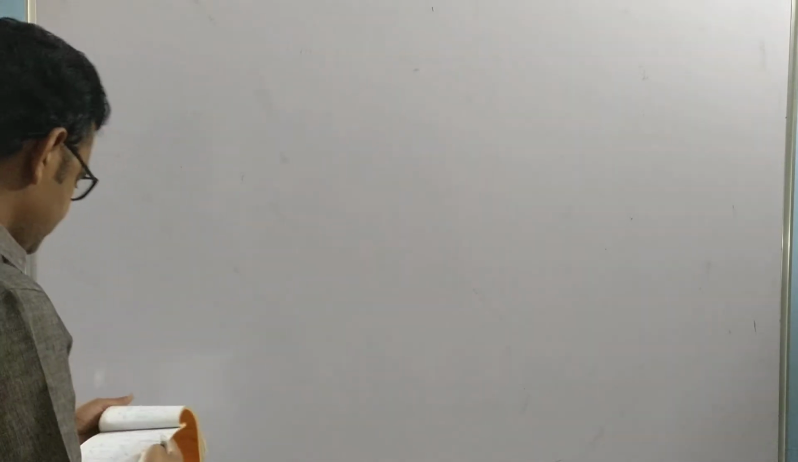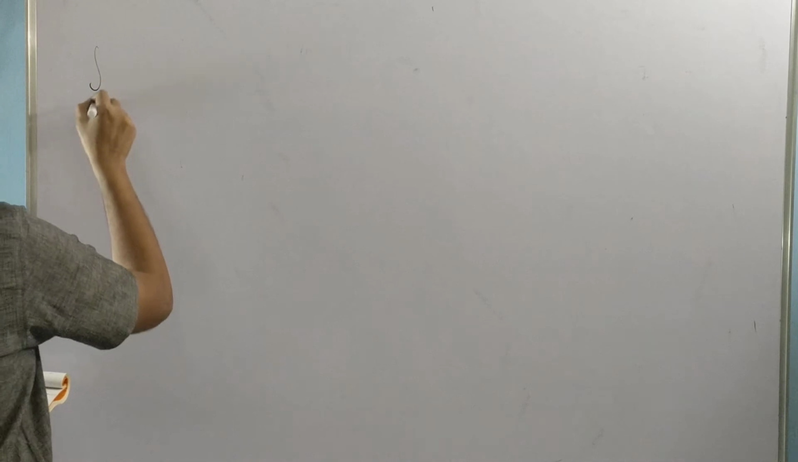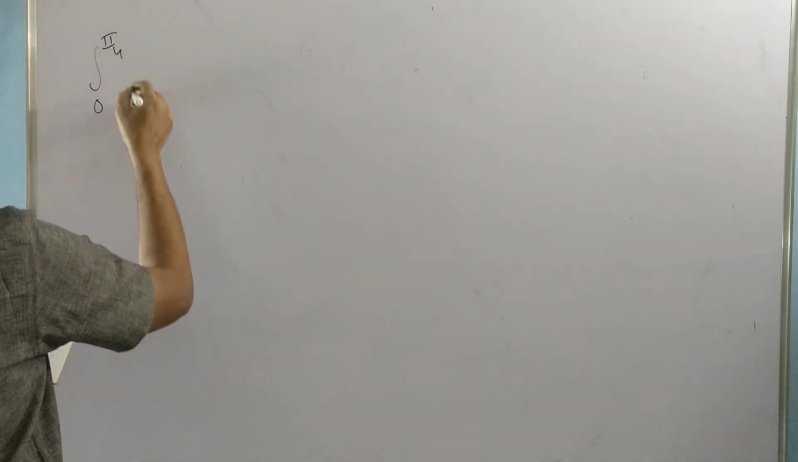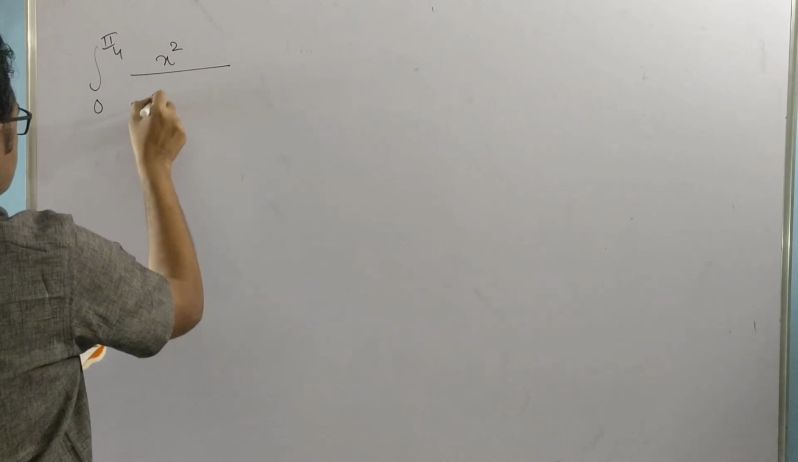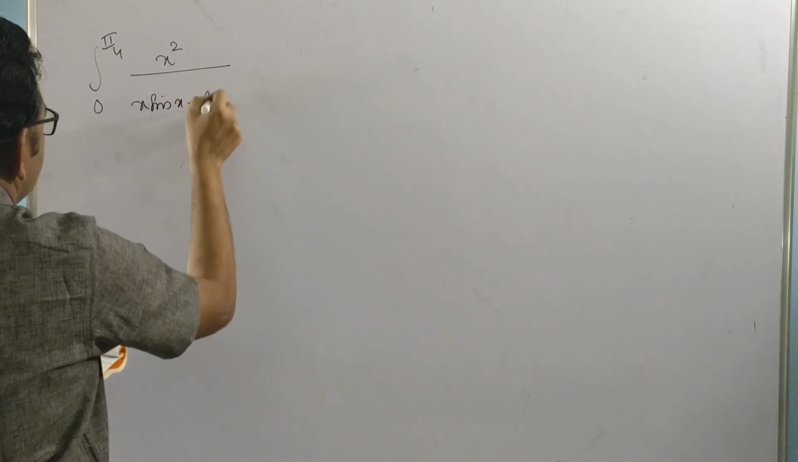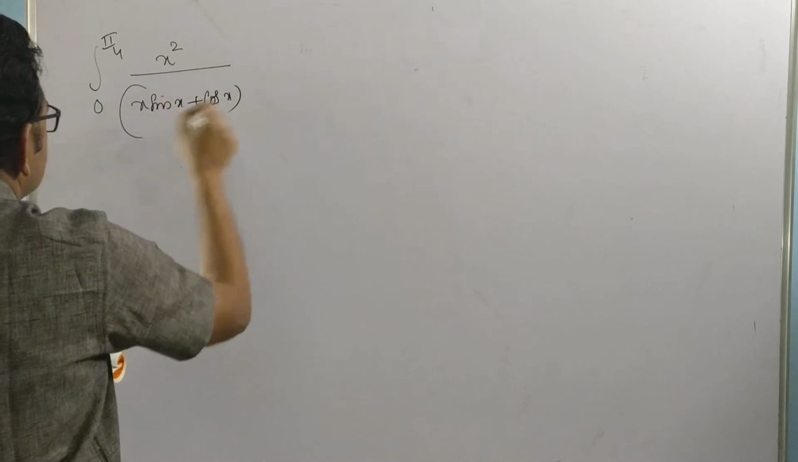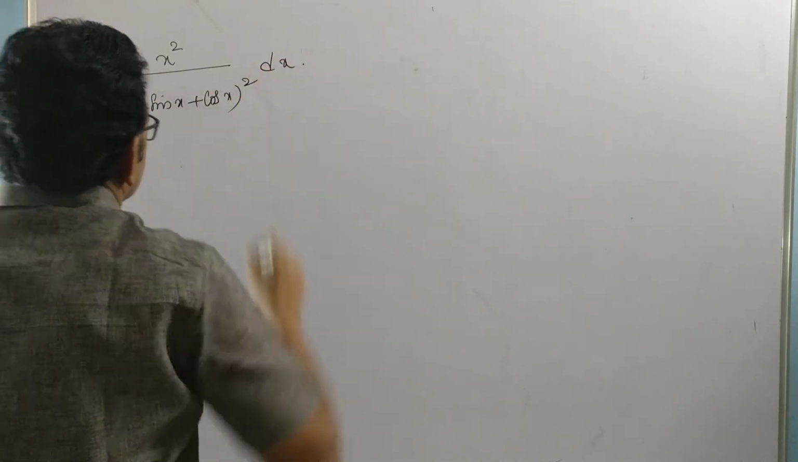Next one: the integral from 0 to π/4 of x squared by (x sin x plus cos x) whole squared dx.